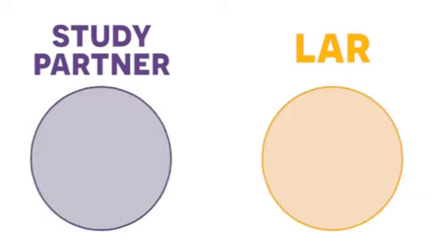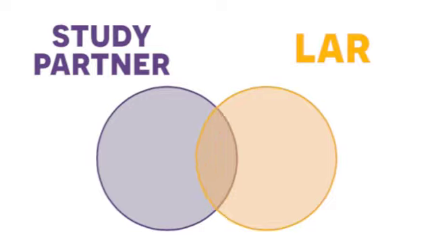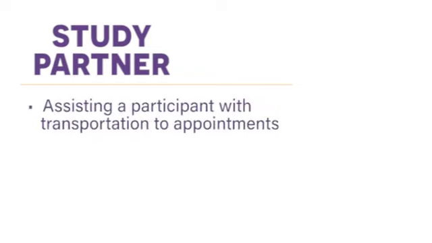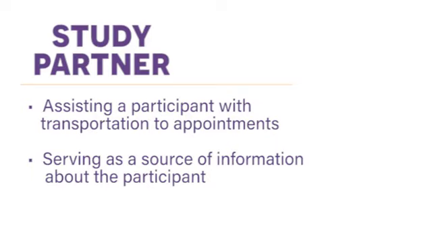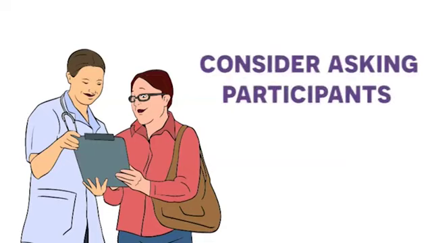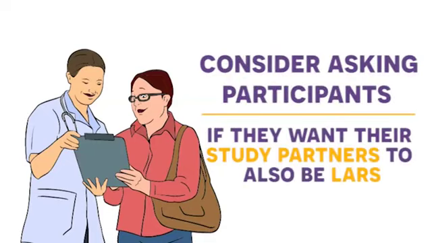So you might be wondering, what's the difference between a study partner and an LAR? Study partners are commonly required for Alzheimer's disease or dementia trials. Although the role of a study partner may overlap with an LAR, they are not the same thing. The role of a study partner involves assisting a participant with transportation to appointments and serving as a source of information about the participant. The benefits of formally appointing an LAR still apply when the participant has a study partner. Consider asking participants if they want their study partners to also be LARs to clarify their role.